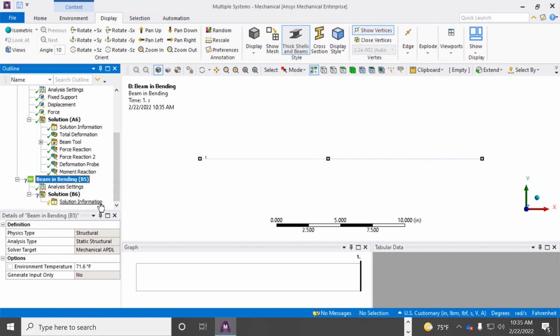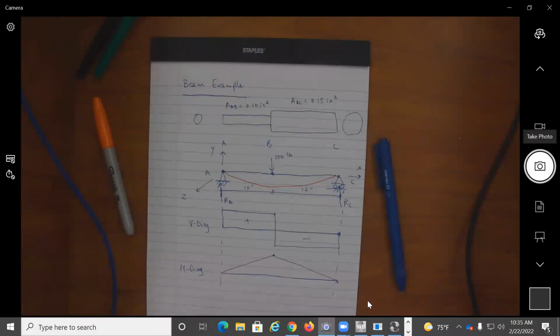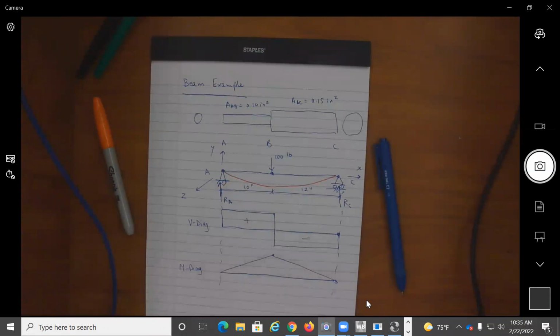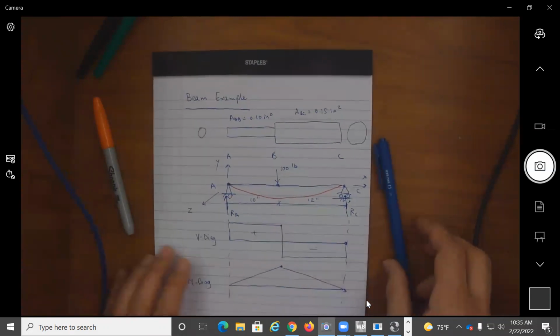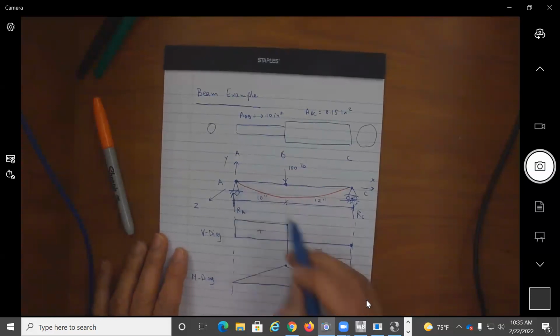So I'm going to go to beam in bending, and I want to define my supports, which I have a pin support to the left and a roller support to the right. So we need to understand in terms of degrees of freedom, what does a pin support do?